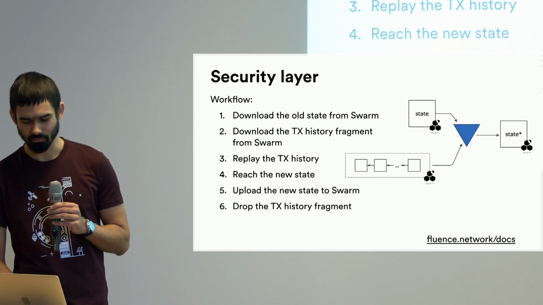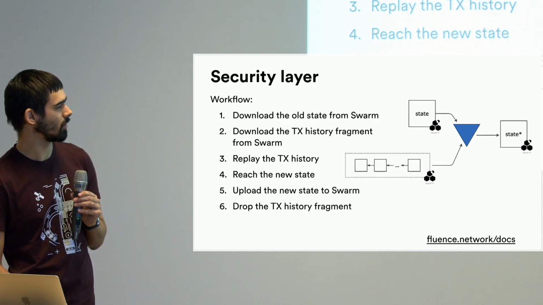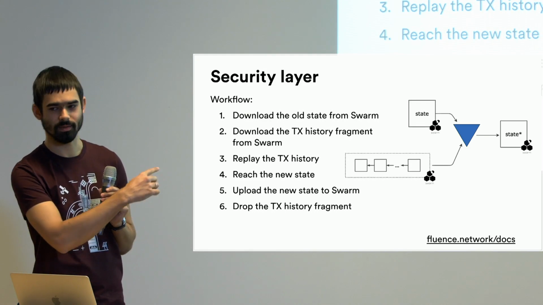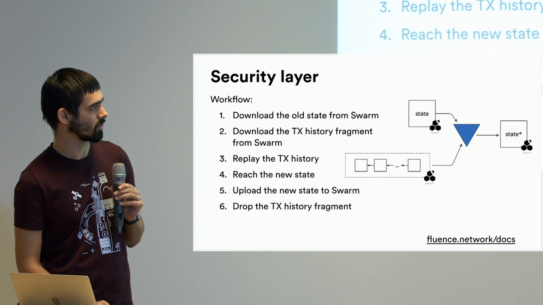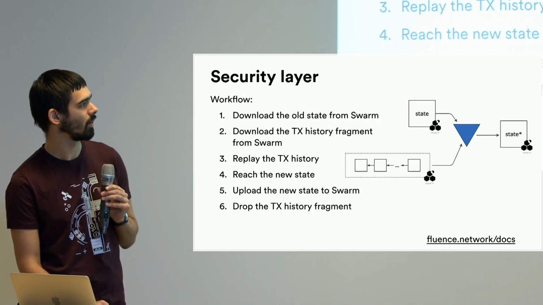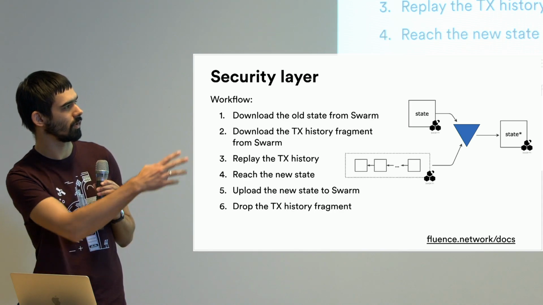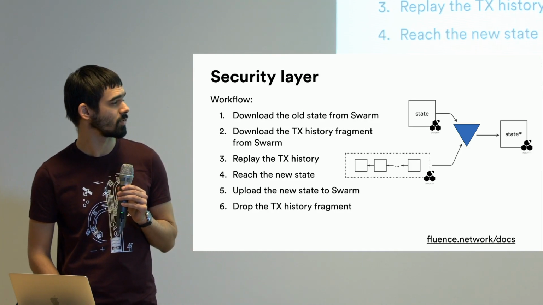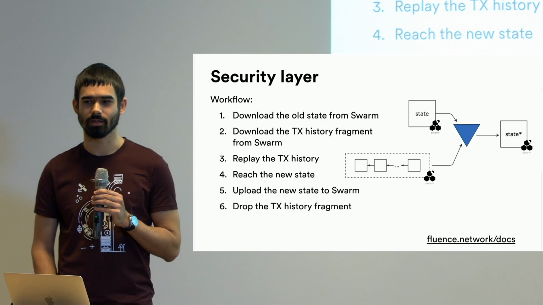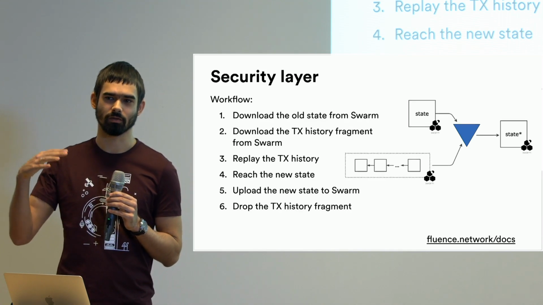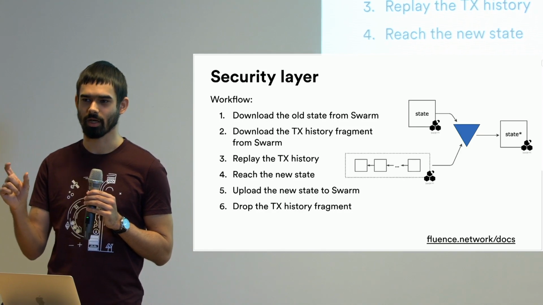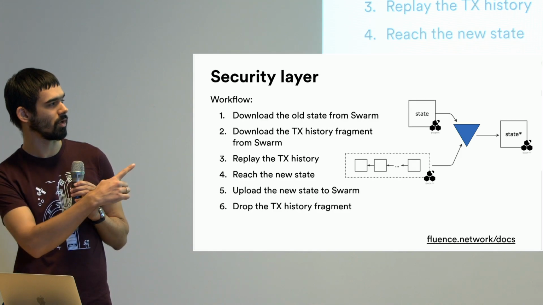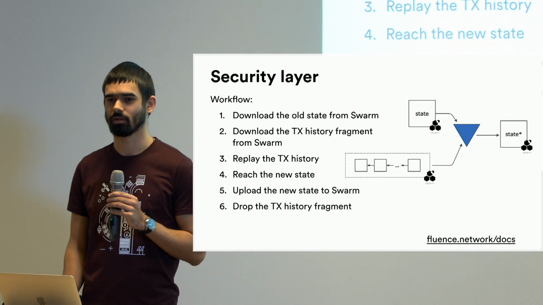In order to perform validation, it's necessary not only to have the history fragment, but also the preceding state of the virtual machine. It's also stored in Swarm, and to perform validation, the validator downloads both the history fragment and the previous snapshot from Swarm, then replays the transaction history, applying transactions one by one and checking that all the hashes match. And in case no divergence is found, then it uploads the new snapshot back to Swarm.